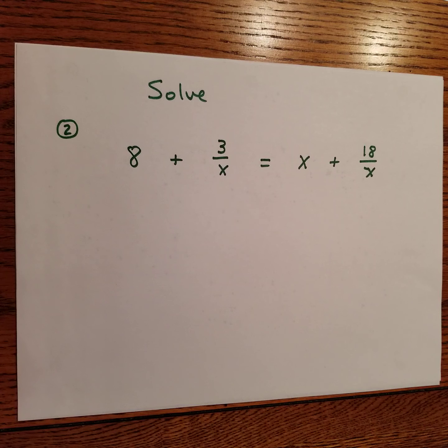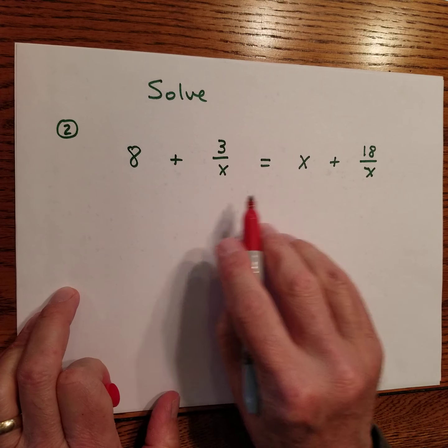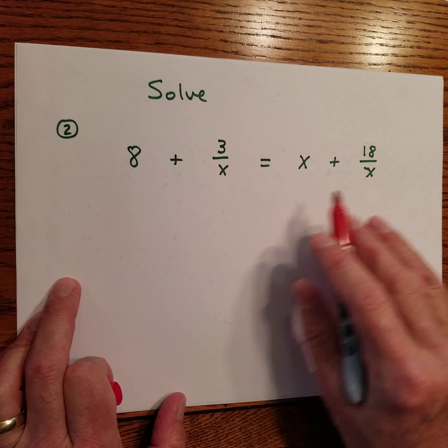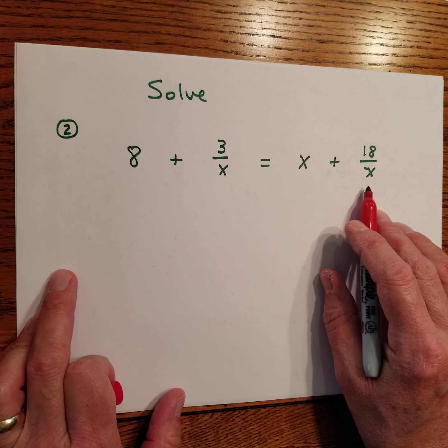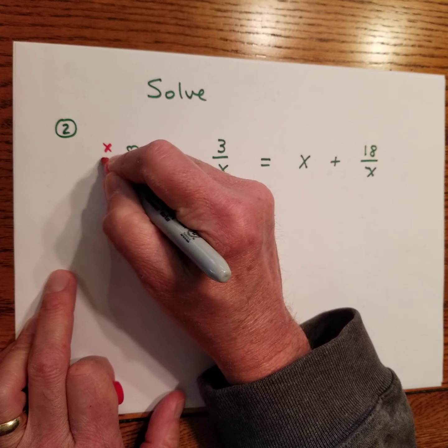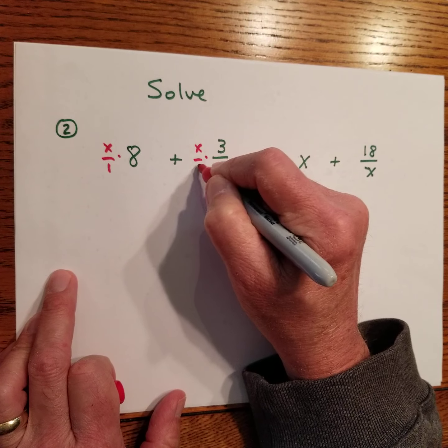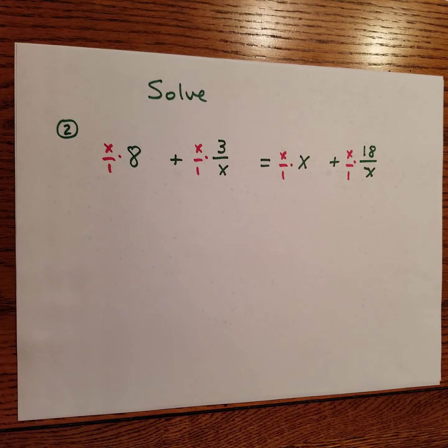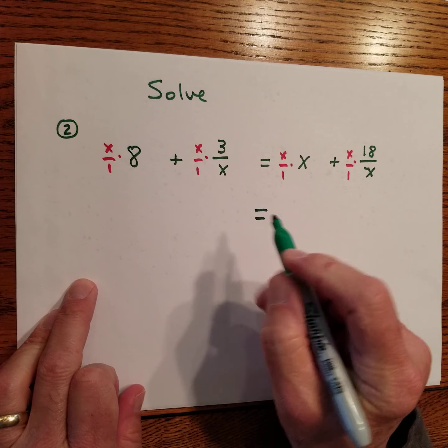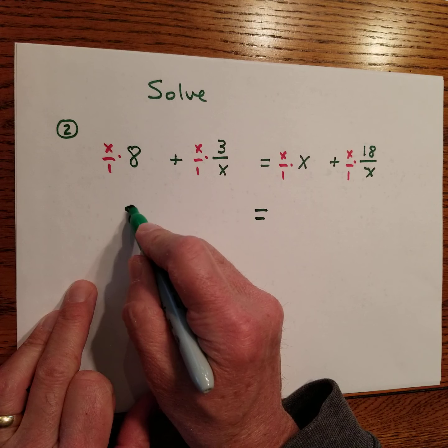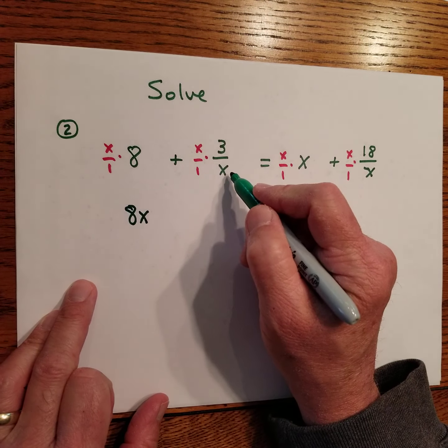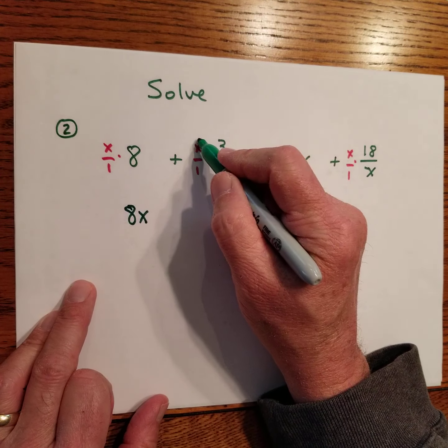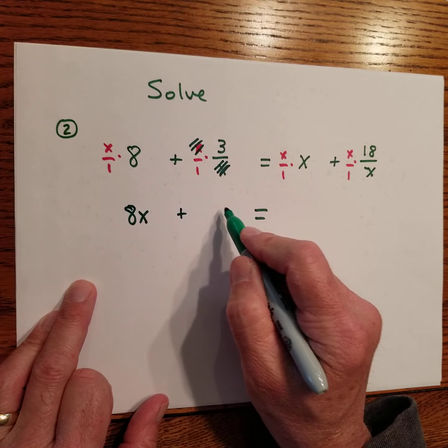Let's try one more. It's an equation. It has fractions, so I'll multiply through both sides by the least common denominator. The only denominators in the problem are these x's, so we'll multiply through by x on both sides. When I do that, x times 8 looks like that. This x in the bottom cancels nicely with this x in the top, leaving just the 3.